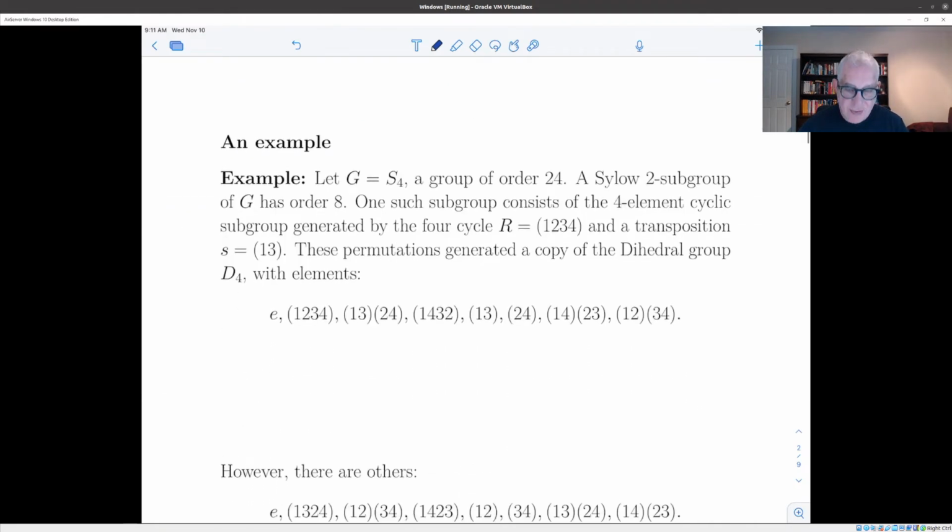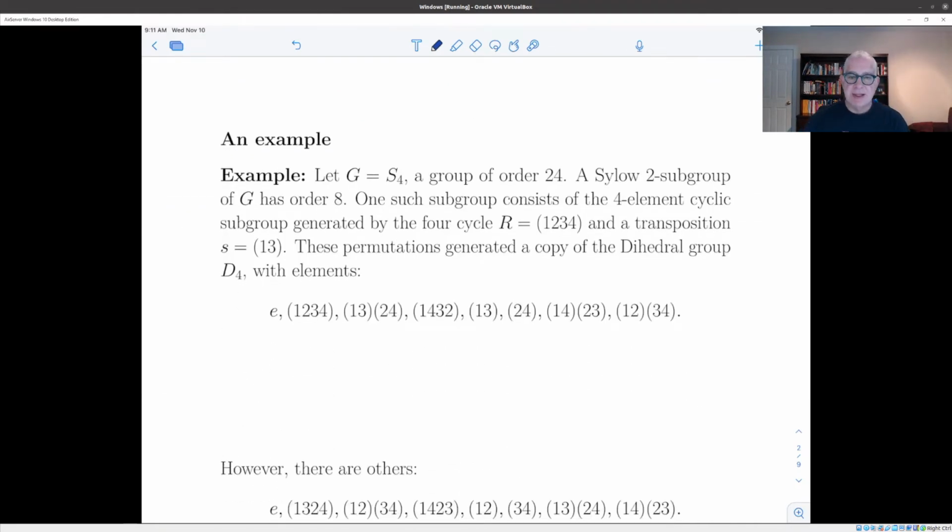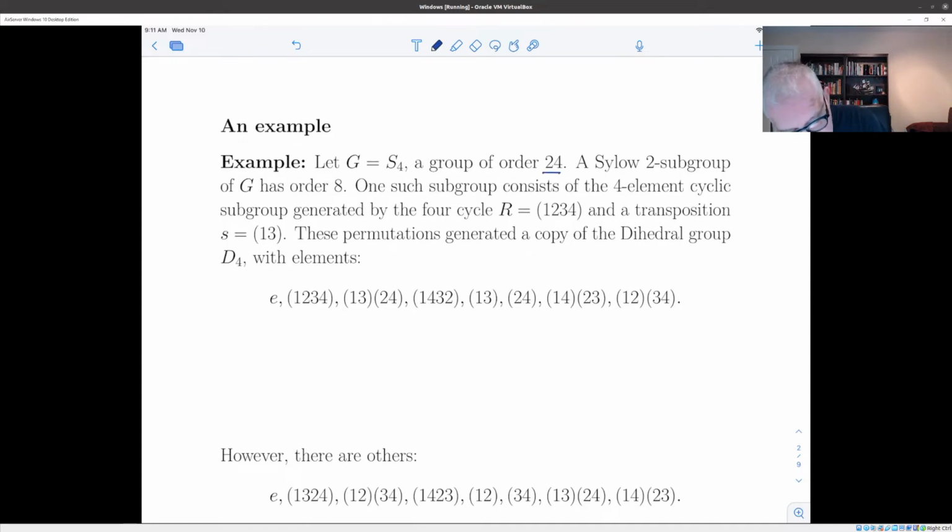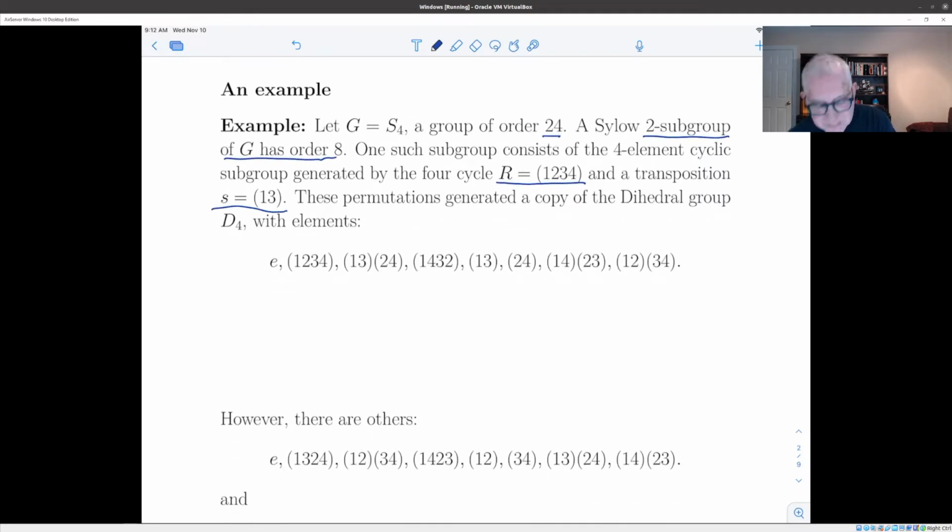So let's go back to S4 just to have something a little bit more concrete to think about. As I mentioned before, S4 has 24 elements, and a Sylow 2 subgroup of it has order 8. So what are these subgroups? Well, one way to find a subgroup of order 8 in S4 is to take the 4-element cyclic subgroup generated by a 4-cycle, like (1 2 3 4), together with a transposition, like (1 3). And if you take the smallest subgroup which contains these two elements, what you get is a copy of the dihedral group for the square, which we've seen many times.